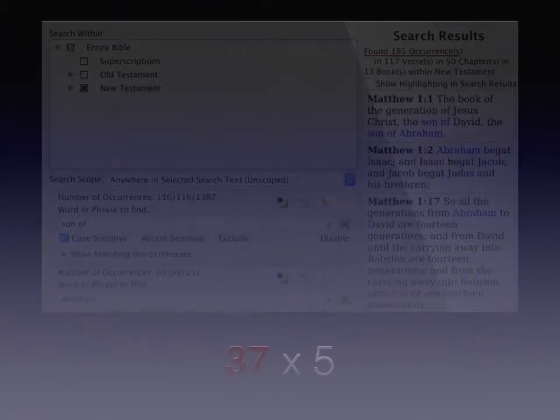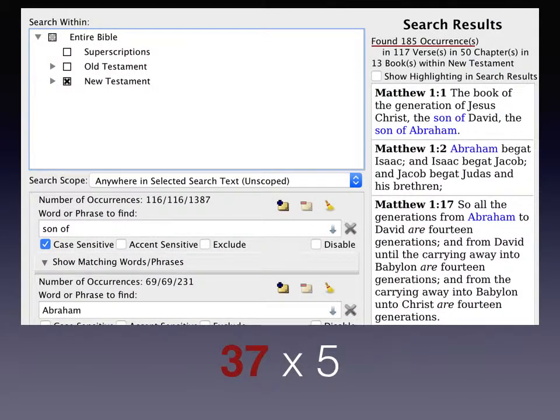Back to Matthew 1:1, because we've only begun to look at the patterns in this one verse. The phrase "son of Abraham," "Son of," case sensitive, in Abraham, 185, 37 times 5. So far we saw that book occurs in 37 verses of the New Testament. Generation occurs 37 times in the New Testament. Christ, 555 times in the New Testament. It's only a New Testament word, 37 times 15.